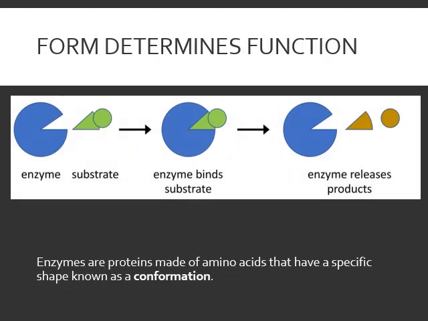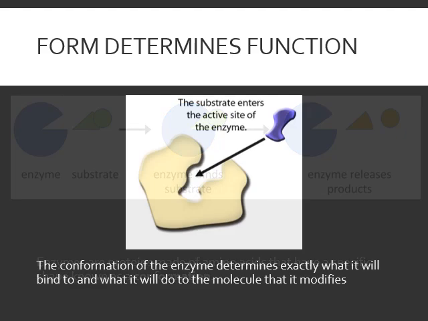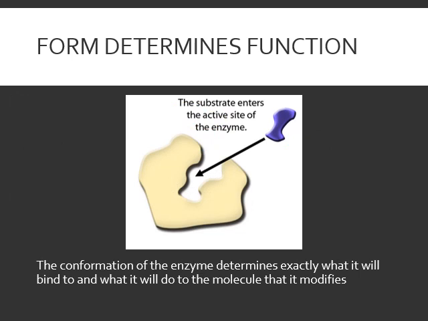So enzymes are going to be proteins that are made from amino acids that have that very, very specific shape, and that shape is called its conformation. This shape here is its conformation, its size, its shape. The conformation determines exactly what that enzyme will bind to. It's very, very specific. They're not general.